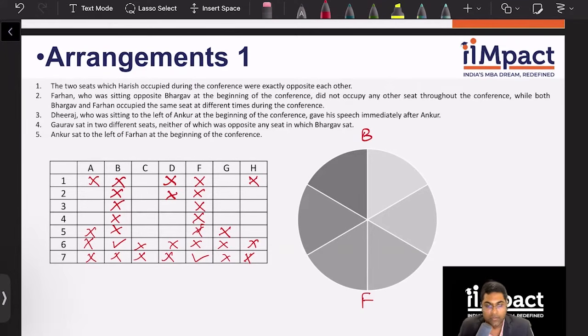Okay. So this is what I know so far. Anything else? No. Okay. Let's look at clue number 5. Ankur sat to the left of Farhan at the beginning of the conference. So Ankur is sitting over here. And I know Dheeraj was sitting to the left of Ankur at the beginning of the conference. So this is what I know so far. What else can I see? In clue number 1, there was another point, the second half. The two seats which Harish occupied were exactly opposite to each other.